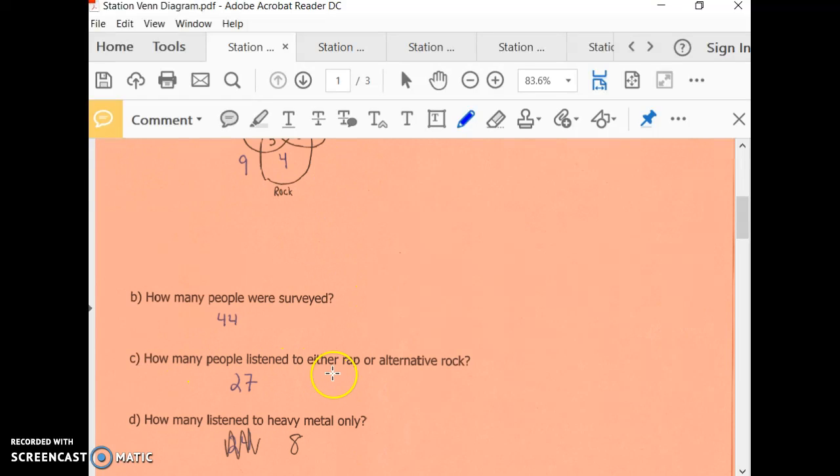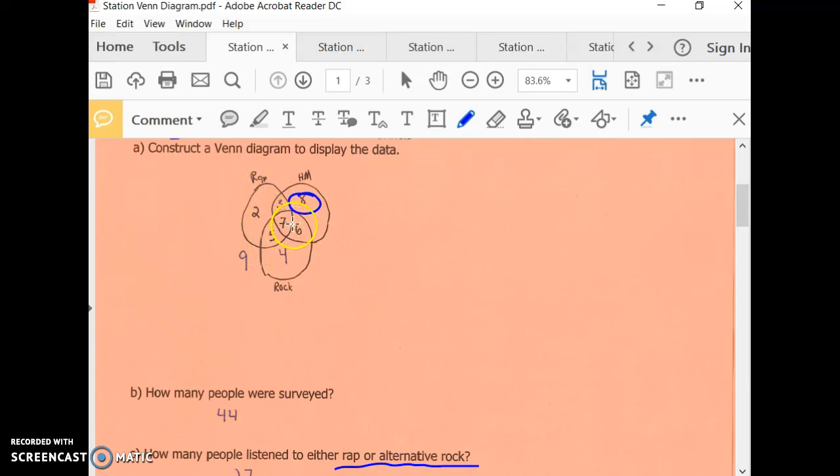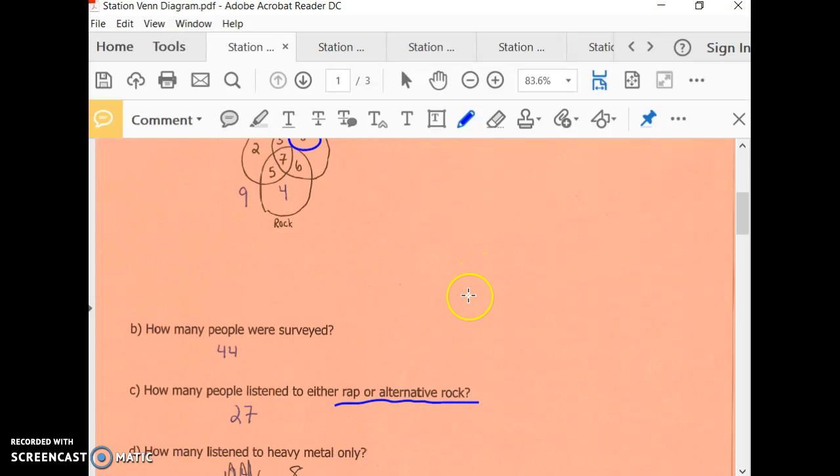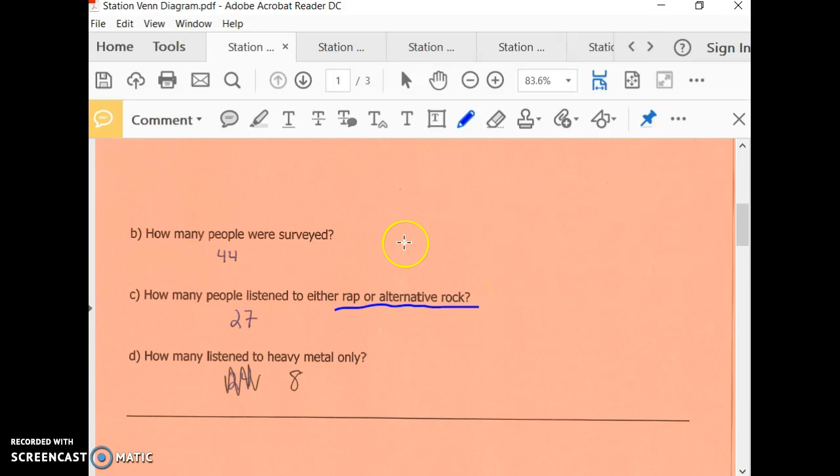Then, how many people listen to rap or alternative rock? Those would be everyone who listens to rap or alternative rock, which are these two. So 2 plus 3 is 5, 5 plus 5 is 10, 10 plus 6 is 16, 16 plus 4 is 20, 20 plus 7 is 27. And then how many only listen to heavy metal? What I have circled up there.